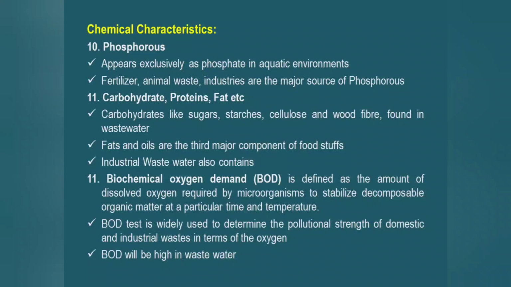Other factors are carbohydrates, proteins, fat, etc. Normally starch, sugars, and wood fibers are the common carbohydrates present in the wastewater, and fats and oils are the third major components of foodstuff that will reach the water as waste from domestic or other food industries. And some other industrial waste also contains these carbohydrates, proteins and fats.